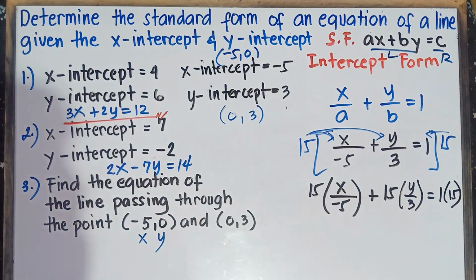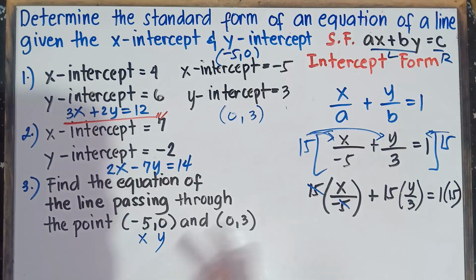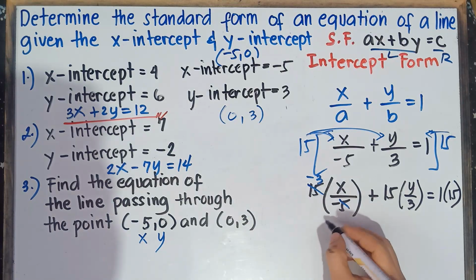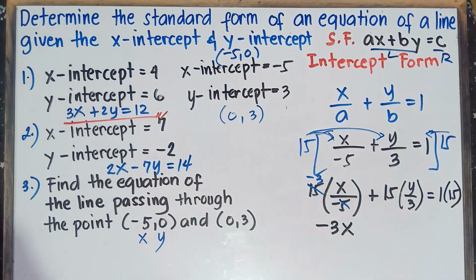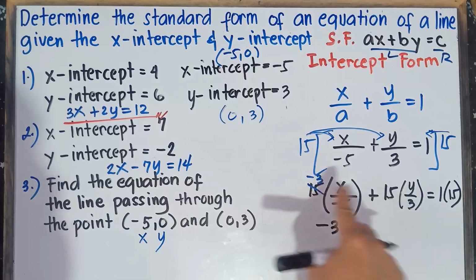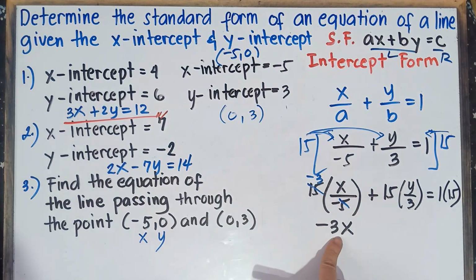Alright, so we can divide this one. 15 divided by negative 5. What's the answer, class? That's correct. It should be negative 3. Times x, that would be negative 3x. Once again, class, positive divided by negative is negative. 15 divided by 5 would be 3. So negative 3 times x would be negative 3x.